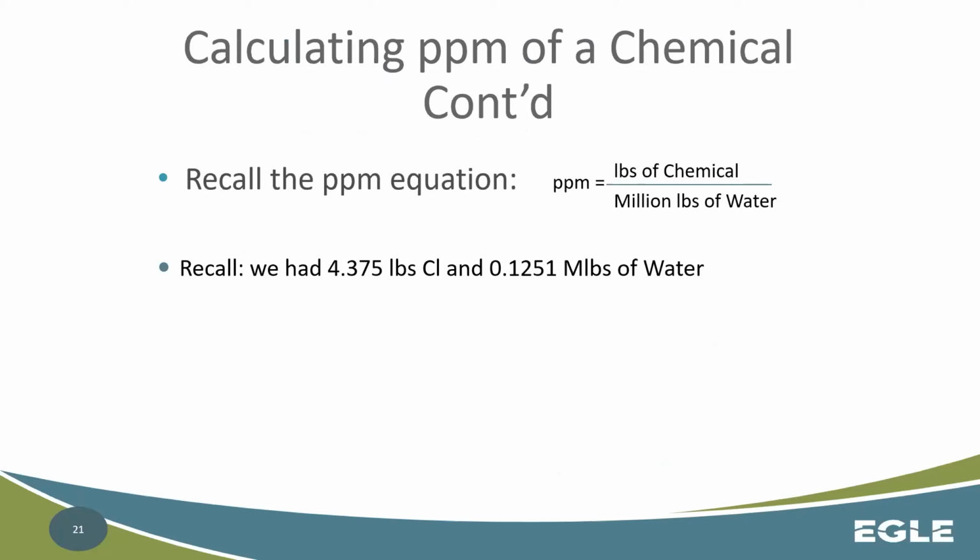So recall the parts per million equation. Again, parts per million, pounds of chemical over million pounds of water. So we have the 4.375 pounds of chemical divided by the 0.1251 million pounds of water. When we plug that into our equation, we get 35 parts per million.